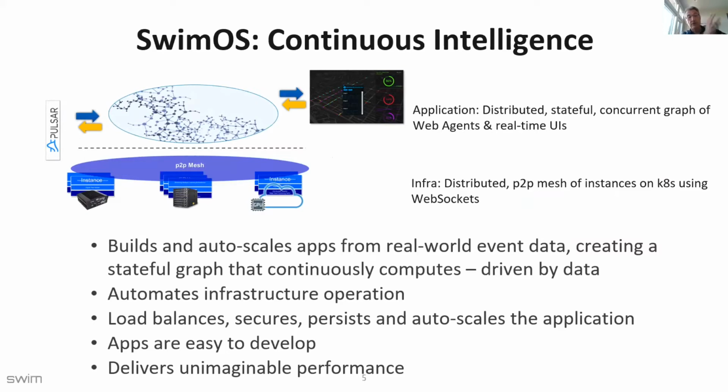Look at the picture. Pulsar on the left, sending me events, maybe getting additional events, the insights delivered back to the broker. SwimOS is two layers. At the infrastructure level, we're going to build a distributed peer-to-peer mesh of instances, just deployed perhaps on Kubernetes or whatever, and they interconnect to build a mesh using WebSockets. At the application layer, SwimOS builds automatically a distributed, stateful, concurrent graph of actors, which we're going to call web agents, which concurrently compute over all of this data as it flows over the graph.